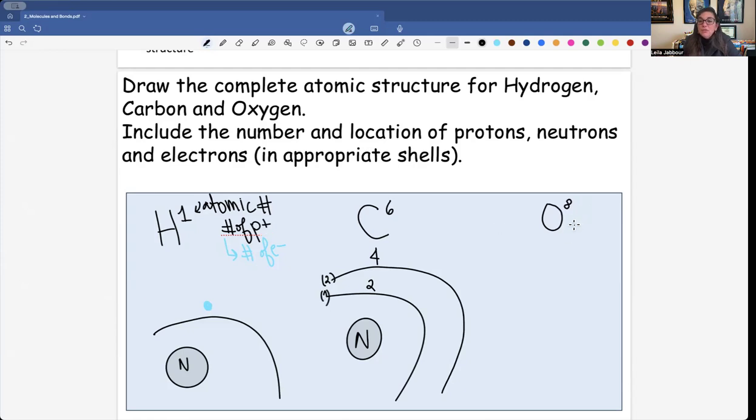Okay, let's do oxygen. Oxygen has an atomic number of 8. So 2 on the first shell. And how many do we have left? 6 on the second shell. 6 plus 2 is 8. That's the total number. Okay, so this is the distribution of electrons across the different shells for 3 examples: hydrogen, carbon, and oxygen.